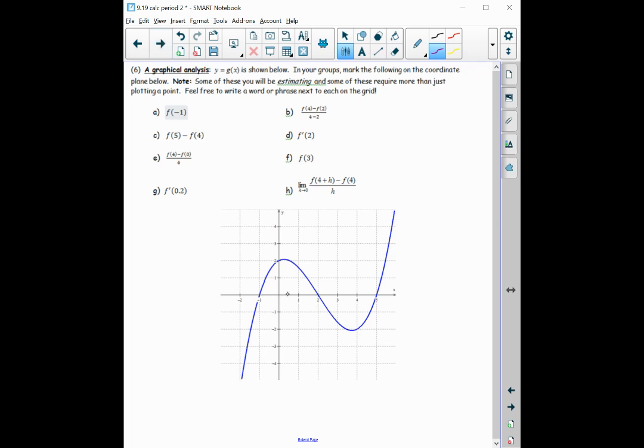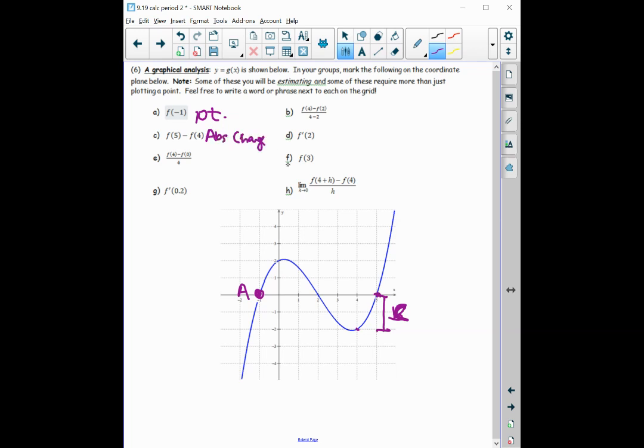Okay, so f of -1. F of -1 is here. It's just the point. Okay, f of 5 minus f of 4. F of 5 is here. F of 4 is here. So f of 5 minus f of 4, this would be B. Or sorry, C, because I went down instead of over. So that's the absolute change.